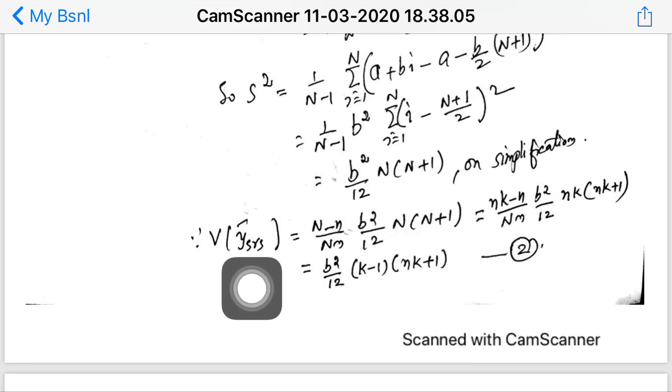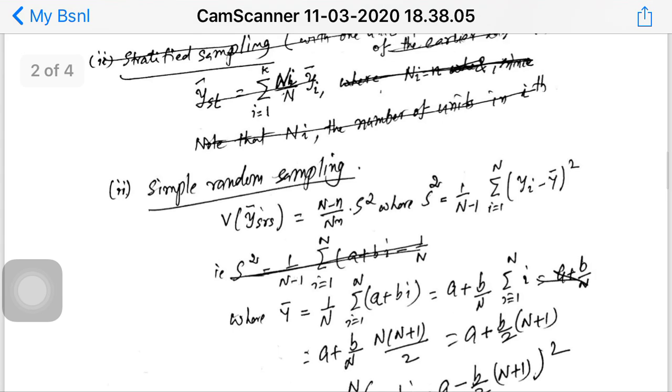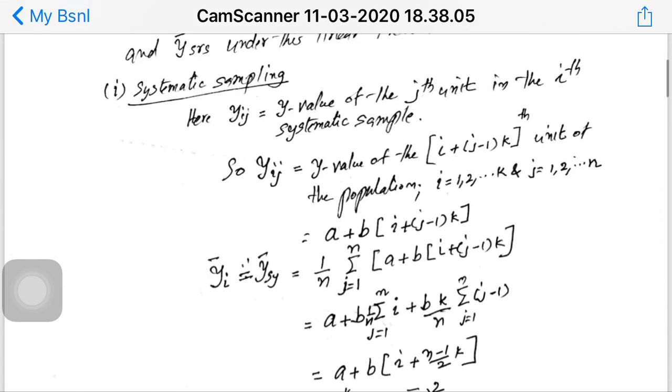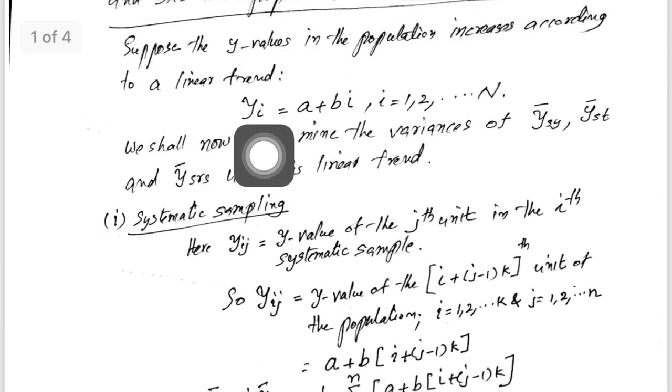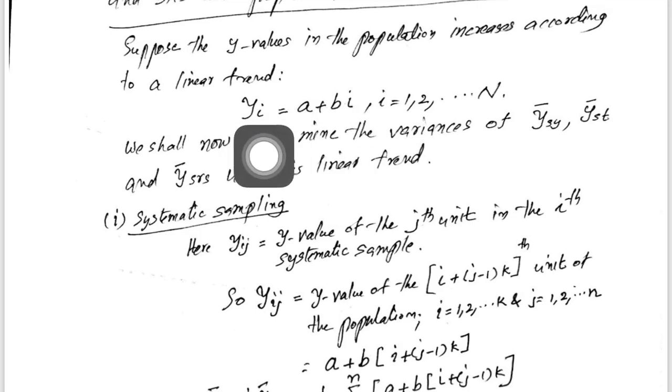So the variance of y bar SRS is bigger than the variance of systematic sample mean. Okay, so you can interpret that systematic sample mean is better than simple random sampling mean. Only it is not a general result, but it is true only if the population has the linear trend, that is yi equal to a plus bi. Only if this is the linear trend of population values, then systematic sampling is definitely better than simple random sampling.